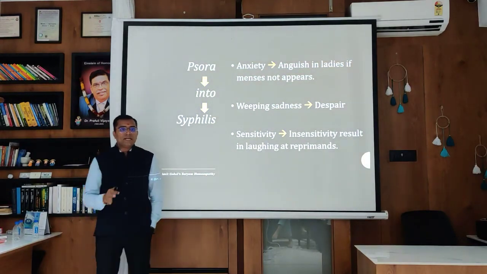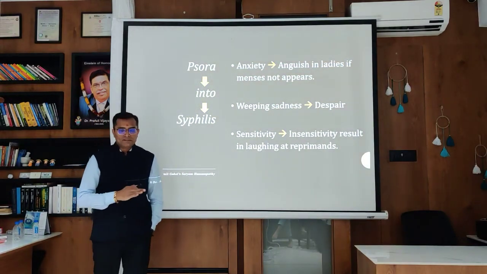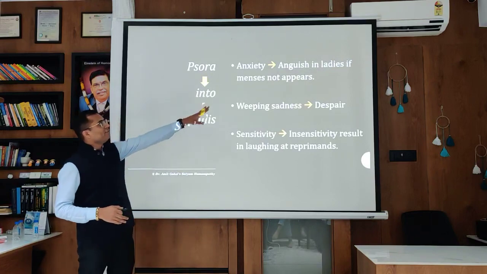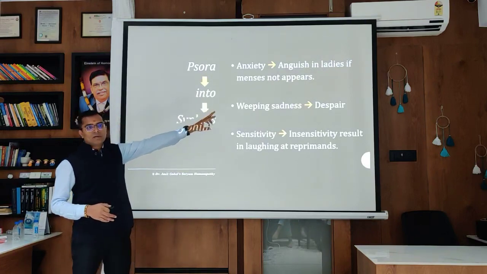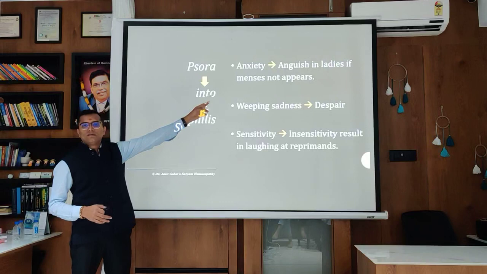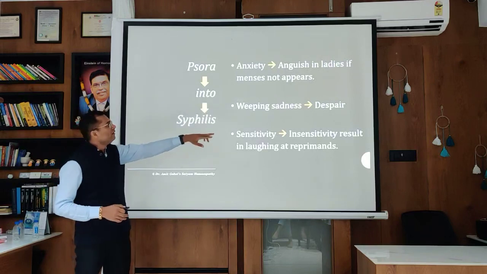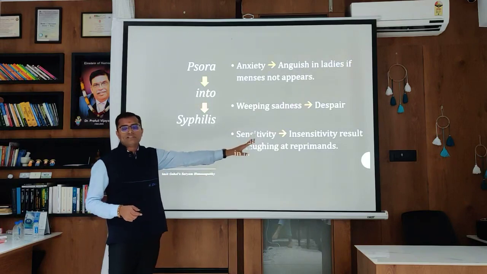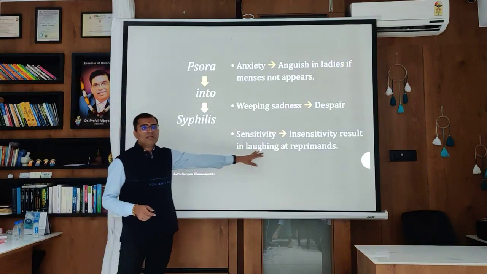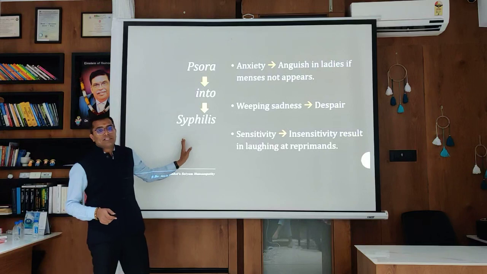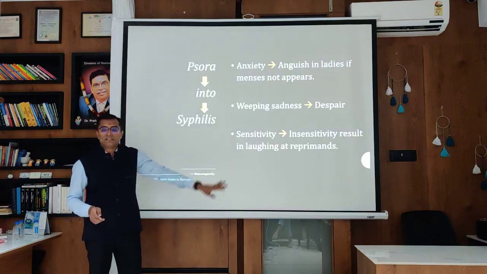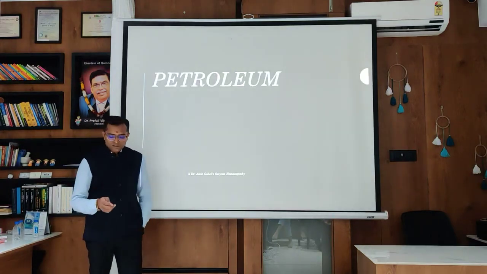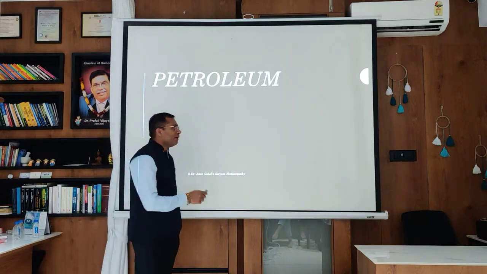So when you find psora goes into syphilis, the anxiety goes into anguish, in ladies menses do not appear, PCOD. Weeping, sadness goes into despair, sensitivity goes into insensitivity resulting in laughing at reprimand. This is the psoric stage going into the syphilitic state in the patient. This is Graphites. Another remedy, Petroleum.